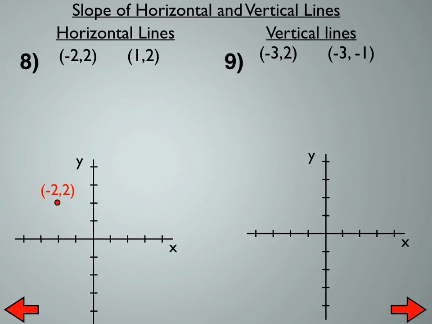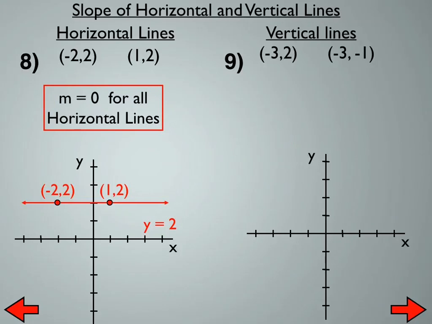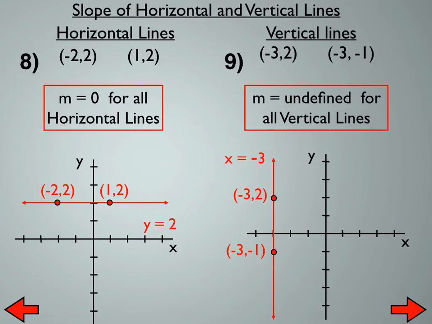And if we think about a graph, all I'm doing right now is plotting number 8 for us. We end up with a horizontal line. Any horizontal line has a slope of 0. If I have the other two, number 9 in other words, and I plot both of those ordered pairs, that ends up giving us a vertical line. Any vertical line has a slope that is undefined.